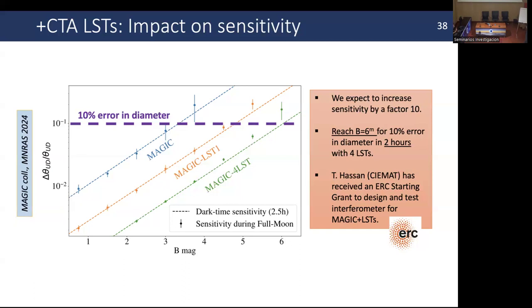We are actually taking a lot of moon time that is not very useful in gamma rays, but with these stars that are so bright, we can take moon time. So we can even take data in full moon, for instance. That's what we are doing right now.